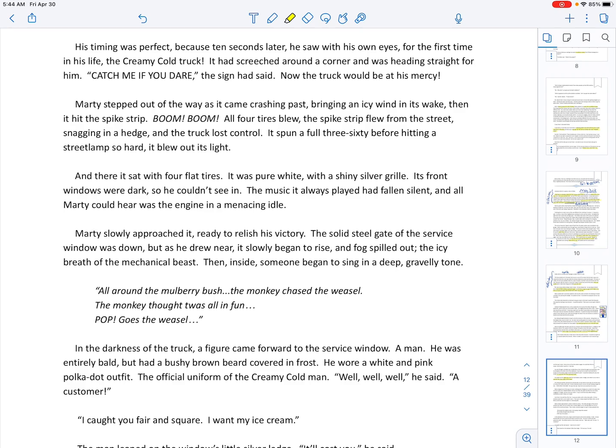So what Marty basically did here is technically illegal, just so you know. He basically destroyed the tires on this truck and made it so that the truck can't move, okay?